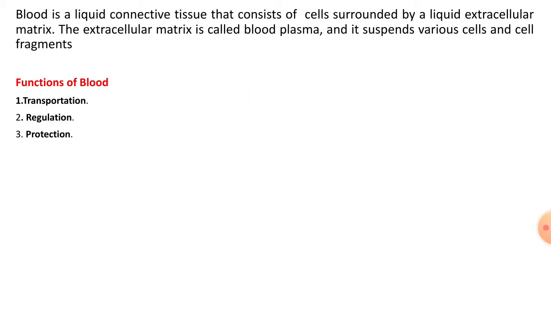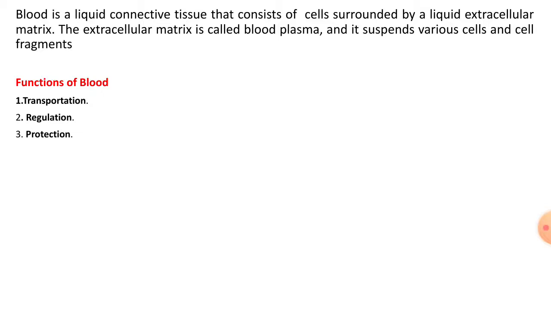First we must know the definition of blood. What is the blood? Blood is a liquid connective tissue consisting of cells surrounded by a liquid extracellular matrix, and this liquid is known as plasma, in which the different cells are suspended. What are the functions of blood? We have three main functions.